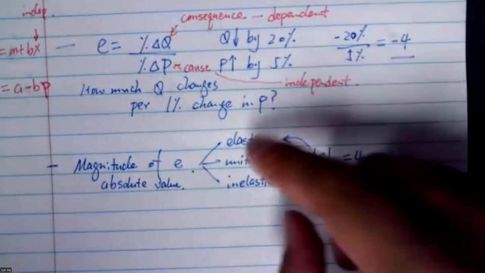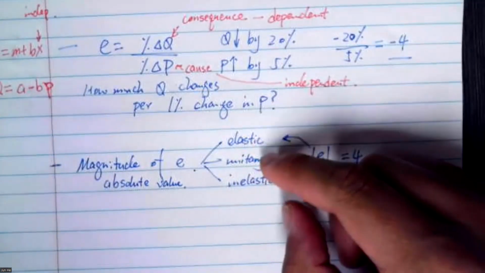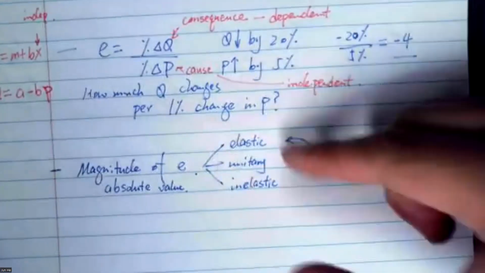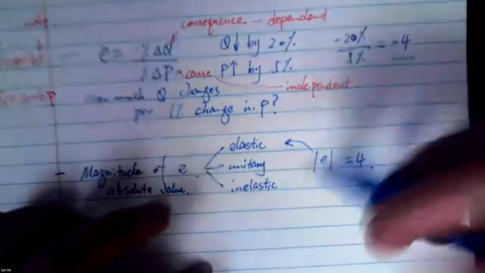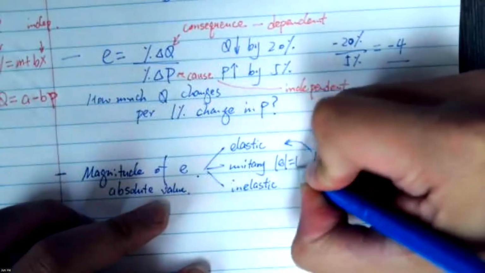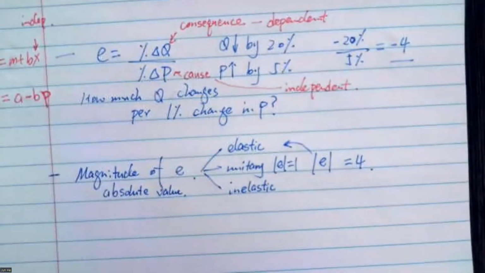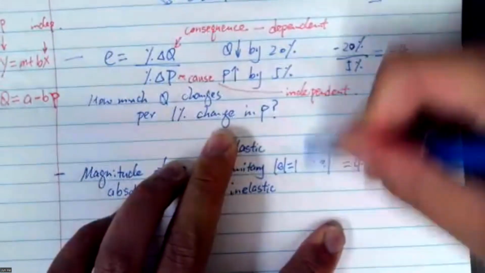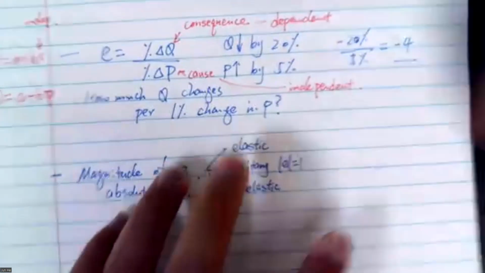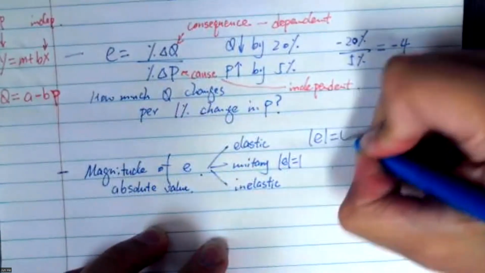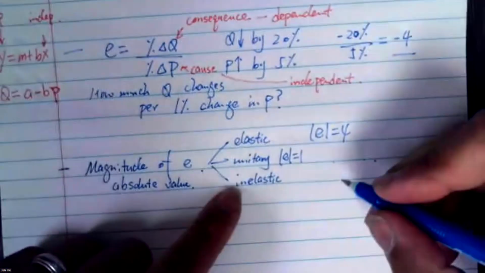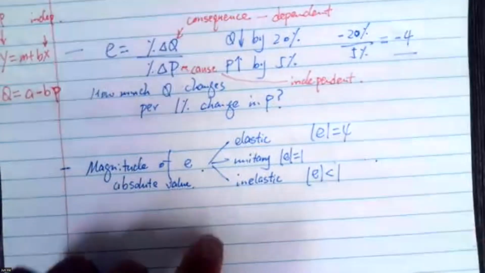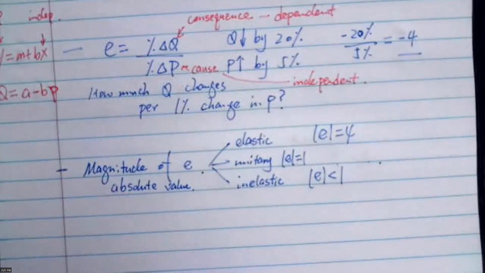So now, how do we make sense of elastic, inelastic, and unitary? Unitary is like the watershed to separate these two. So for unitary, elasticity is just equal to 1. Okay. So we were talking about the previous case. But for inelastic, the absolute value of elasticity should be smaller than 1.